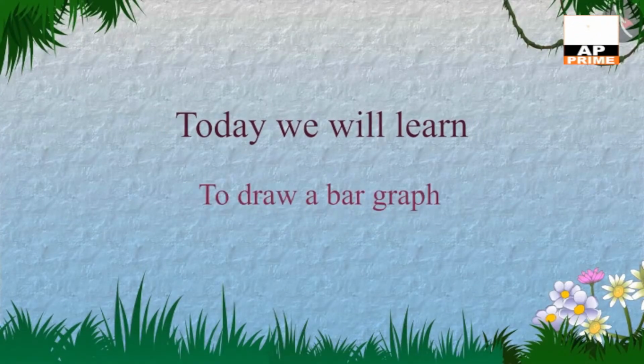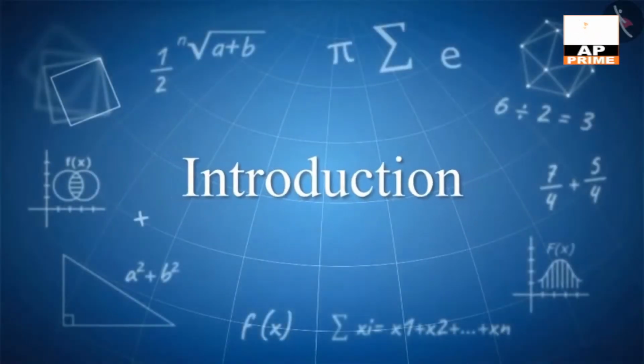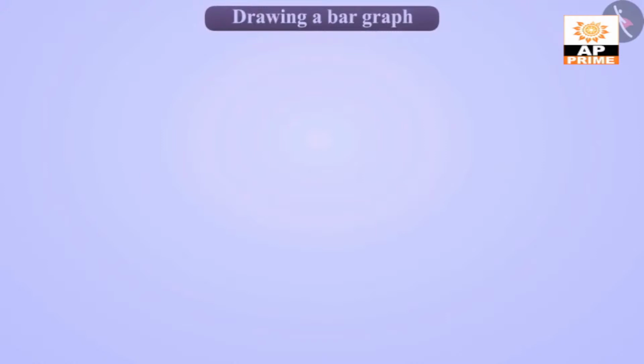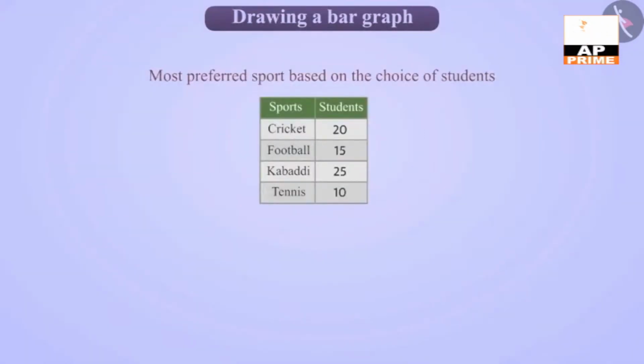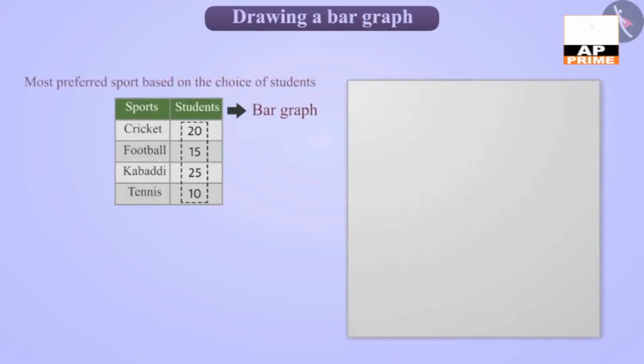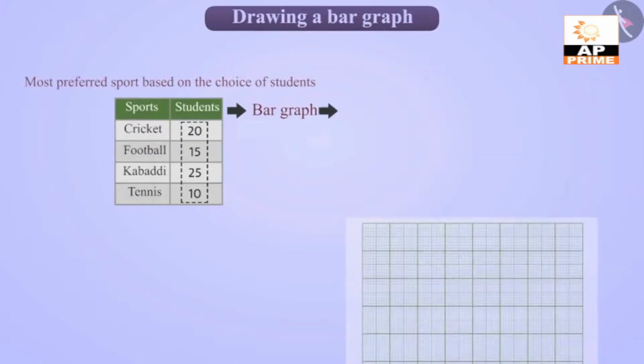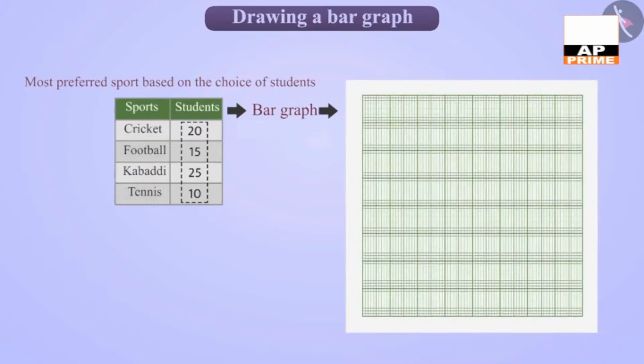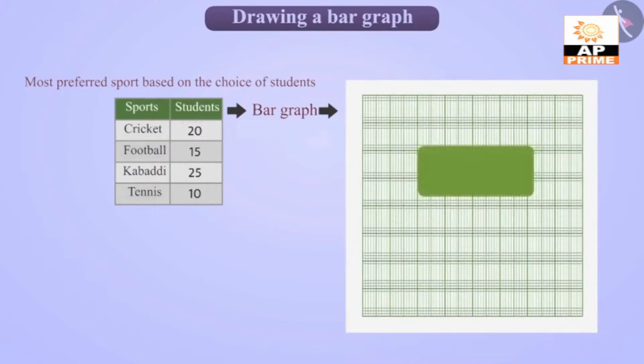Today we will learn how to draw a bar graph. We will learn with the help of an example. Suppose the following table was prepared to find the most preferred spot based on the choice of students in a class. Let's represent these figures in the bar graph. Although we can draw bar graphs on blank paper, the use of graph paper makes it more convenient. Let us use graph paper.